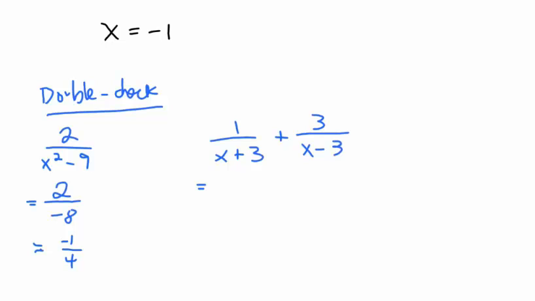Making a substitution of negative 1 into the right-hand side, we'll get 1 over negative 1 plus 3, that's 1 half. And then 3 over negative 1 minus 3, that's 3 over negative 4. And what we can do here is find a common denominator of 4. And we get 2 minus 3 over 4 for negative 1 over 4. So yes, our solution is a valid solution to the original equation.